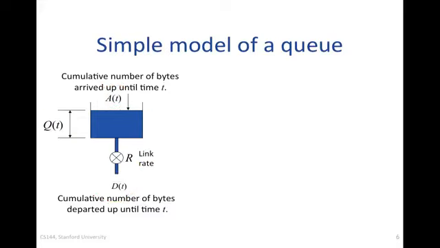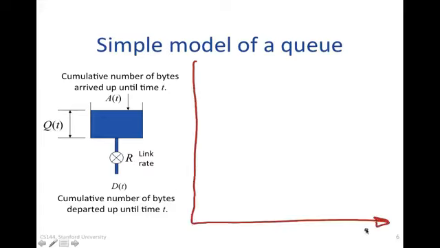We can draw the evolution of this as a function of time, and I'm going to try and sketch how this might look. So here are going to be the axes of my graph. As a function of time, we're going to look at the cumulative number of bytes. So remember, this is cumulative. I'm going to first look at the arrival process, A of t. Bytes tend to arrive as part of a packet, and they're going to arrive at some particular link arrival rate. So I'm going to draw what that cumulative arrival process might look like.